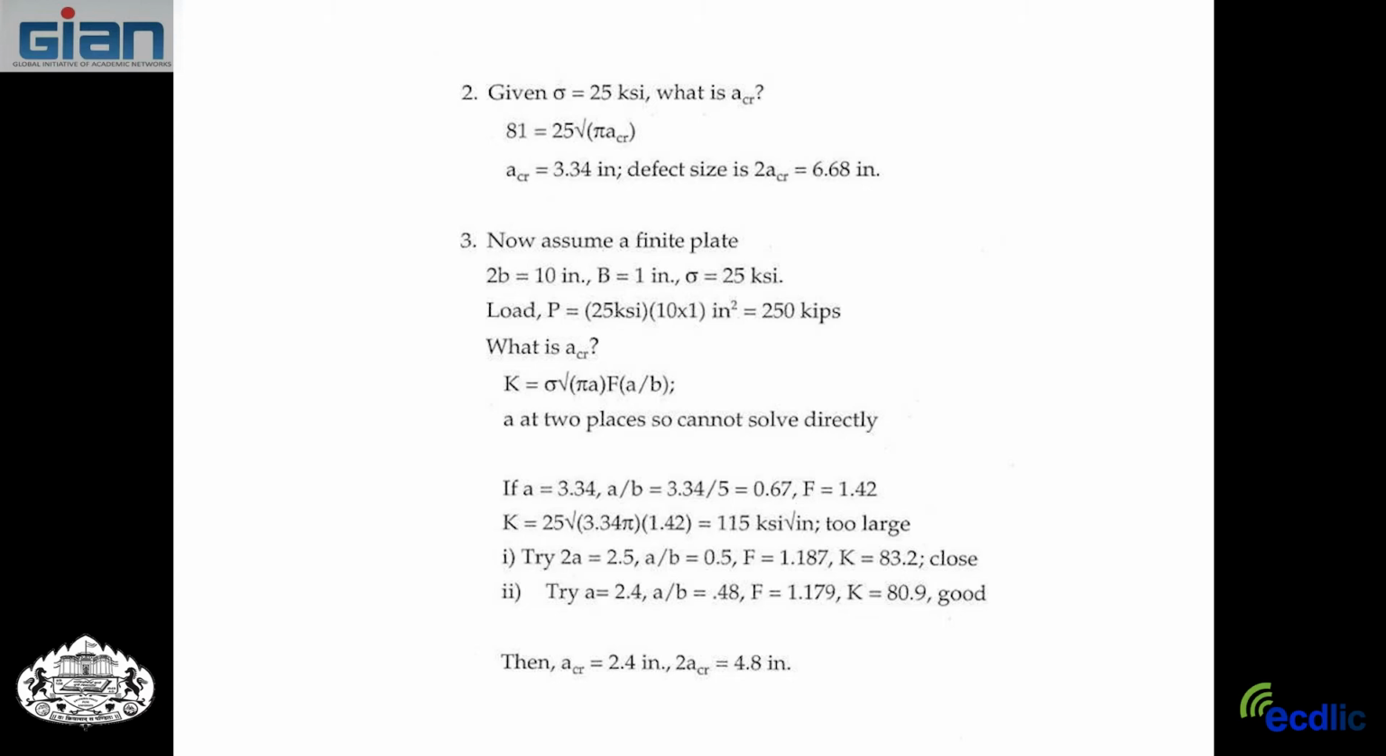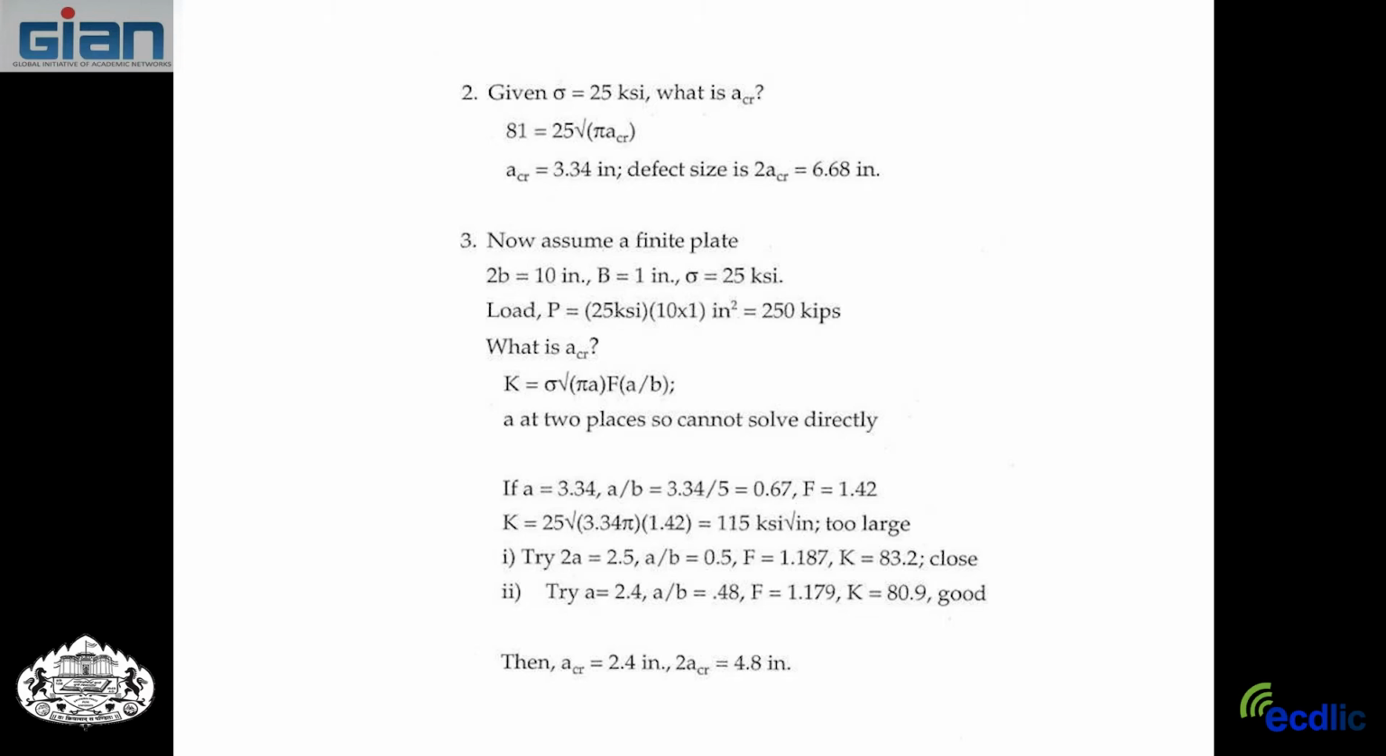Mostly you don't have infinite plates. So when you have finite plates, you have to do a little bit more calculation, and you need to use this table or this chart. You have this in your handout. At least you should have it in the handout.